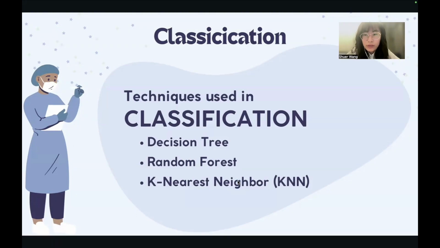Hi, my name is Wang Shuer. My student ID is 0368302, and I will be explaining about the classification techniques we did to distinguish between inpatients and outpatients. Three classification techniques were done within this report. These include decision tree, random forest, and k-nearest neighbors.